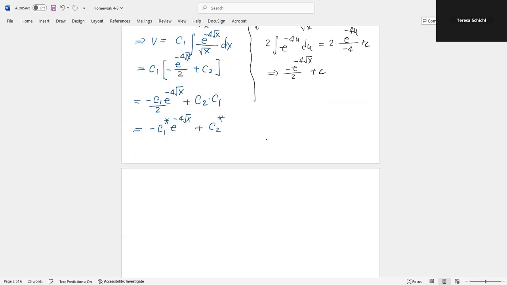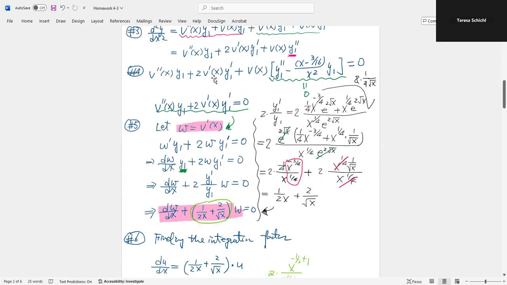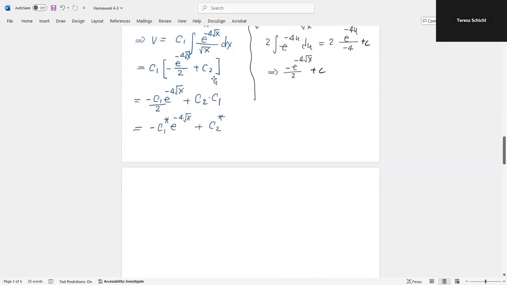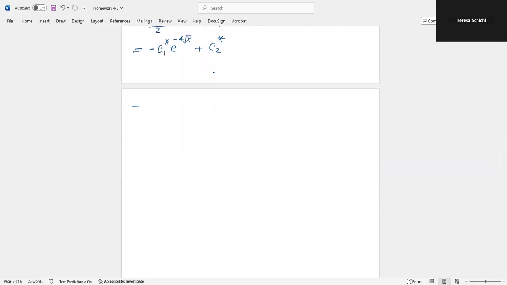Okay, finally. At the beginning we said this is how we define our solution, right? Y equal to the V of x times y1. Finally, we're almost there, all right? So we finally get my solution now. So this is number 9. Be careful, very careful about the algebra. So number 9, my y2 will just be the V of x, that's right? So the V of x will be negative C1 star e to the negative 4 square root of x plus C2 star. This is my V of x times y1.